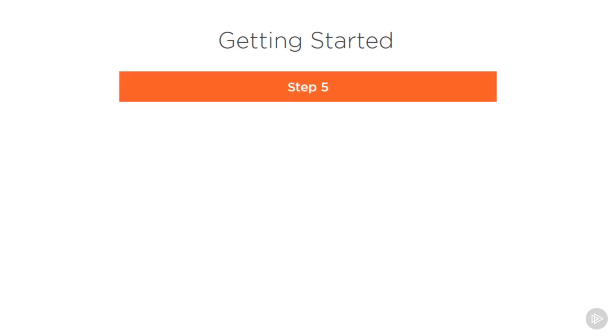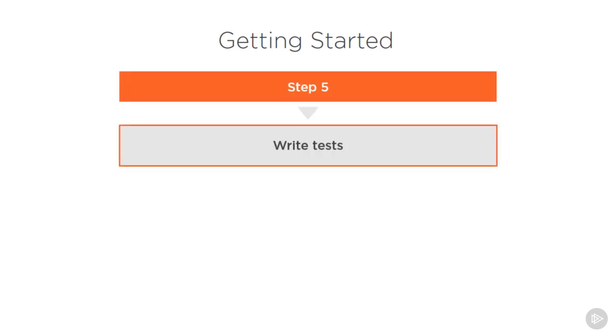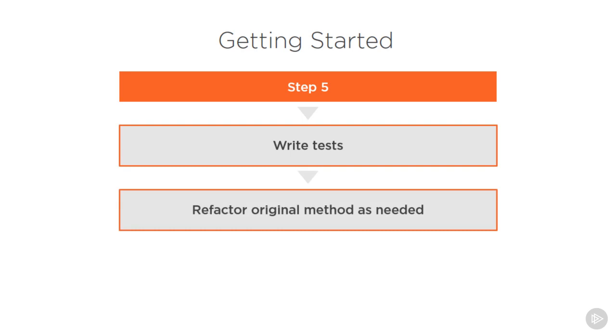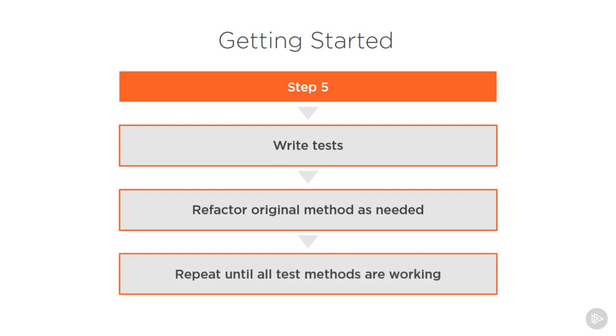And then finally, we write the tests themselves. These are the ones that really test out the functionality of the method that we're trying to test. We might refactor the original method for performance or make it clearer to read, and then we just keep repeating this process until all our test methods are working.